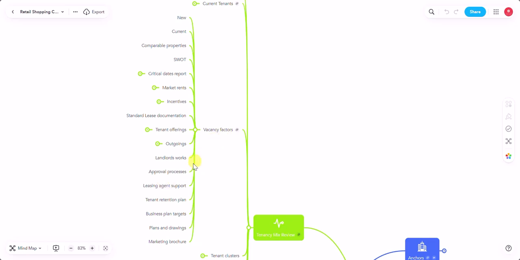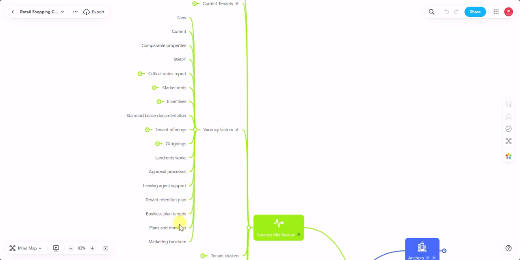Again, whilst I'm looking at vacancy factors, I'll look at the tenant retention plan because I don't want any more vacancies in the property. So in saying that, the tenant retention plan tends to keep tenants in the property if you work it correctly. The tenant retention plan will be part of the business plan in the property itself. So that and that go together.